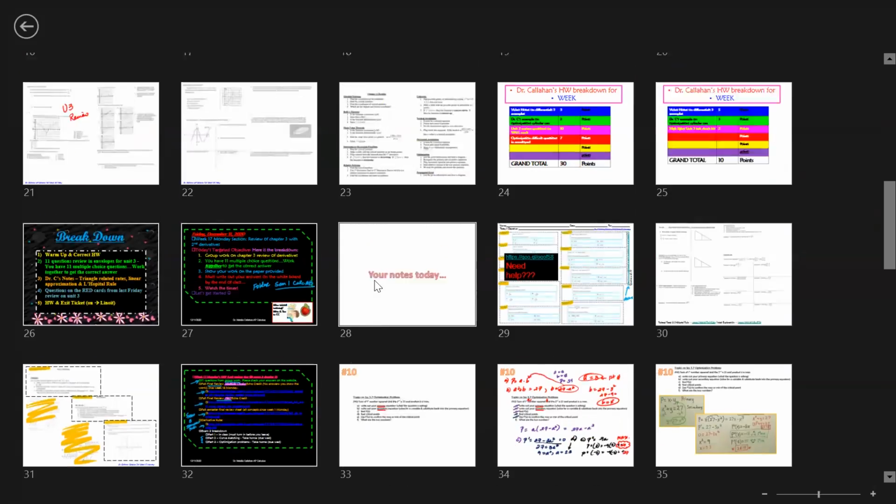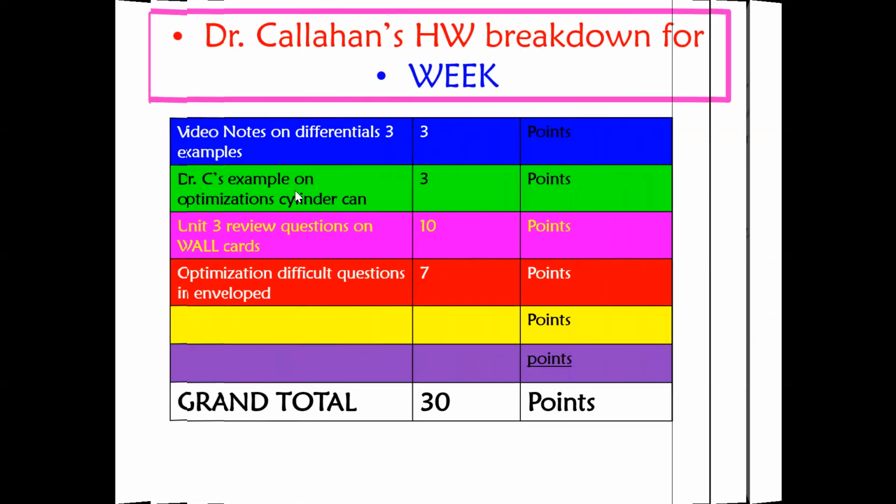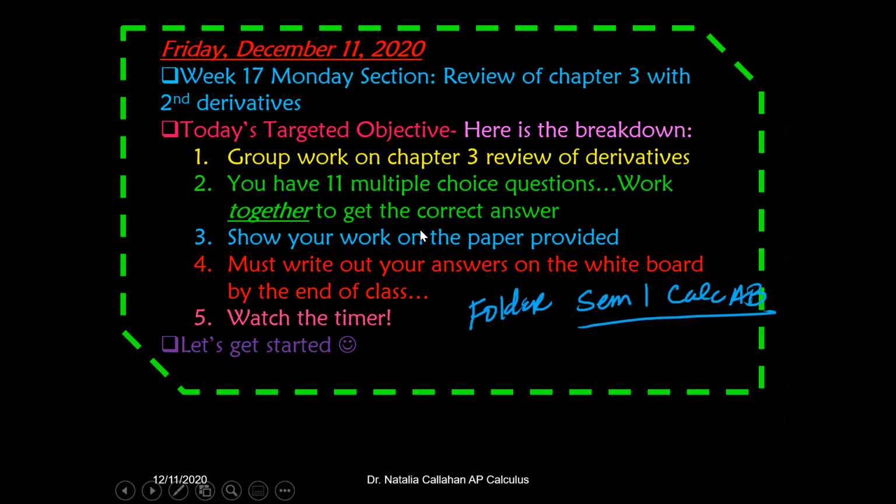Okay. So last time when I saw you guys, we went over a review of some of the questions from Unit 3. We went over 2 different examples of optimization and also related rates. Those are obviously more difficult questions for Unit 3 and Unit 2. This is a breakdown for today. So go ahead and take a look at this. We're going to talk about triangle related rates and then also linear approximation and L'Hopital's rule. So that is kind of like our big questions for today.